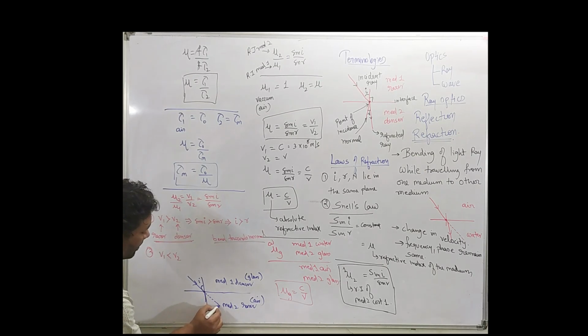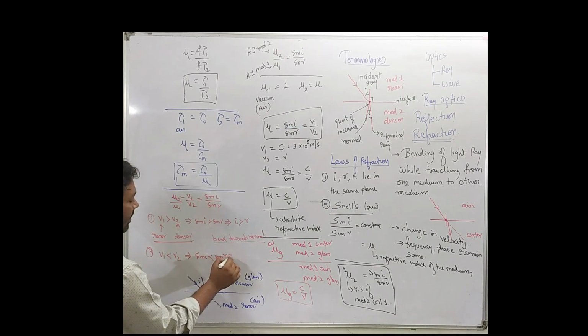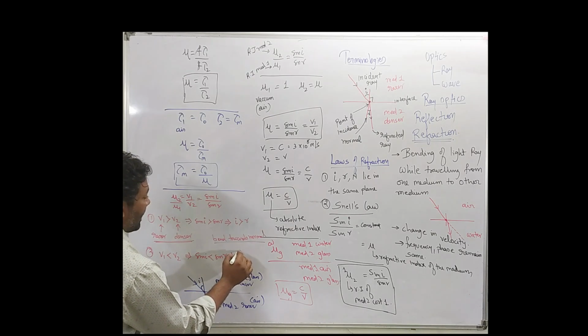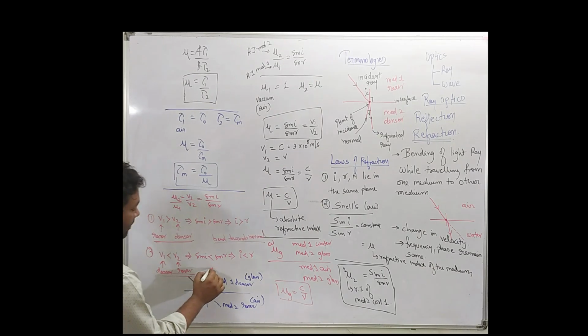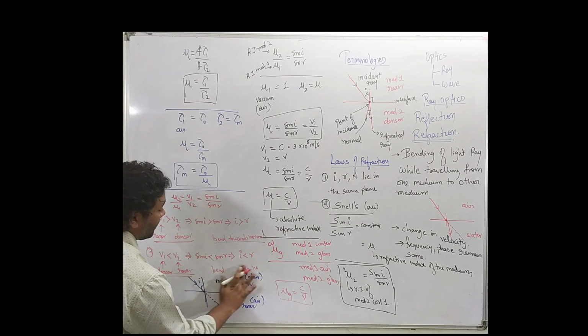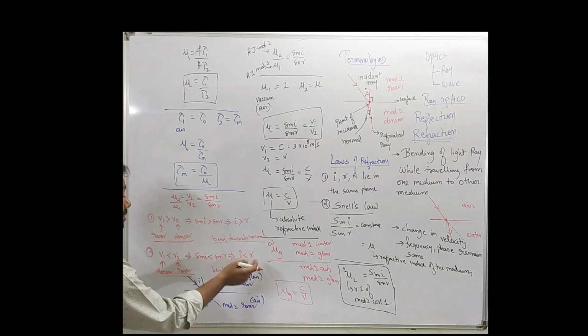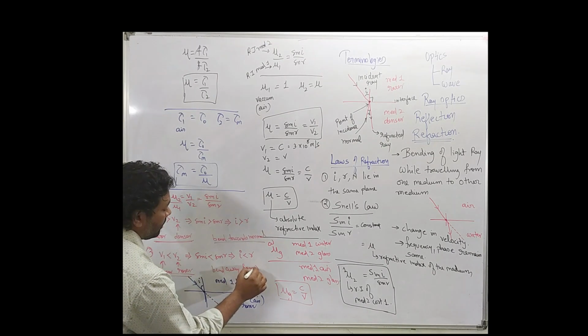Its original path was this. So will it bend towards the normal, or will it bend away from the normal? From this, we can conclude that sin i is smaller than sin r, which ultimately leads us to the conclusion that i is smaller than r. And hence we conclude that when the ray of light travels from denser to rarer medium, it will bend away from the normal. The angle of incidence is smaller, the angle of refraction is larger, so it will bend away from the normal.